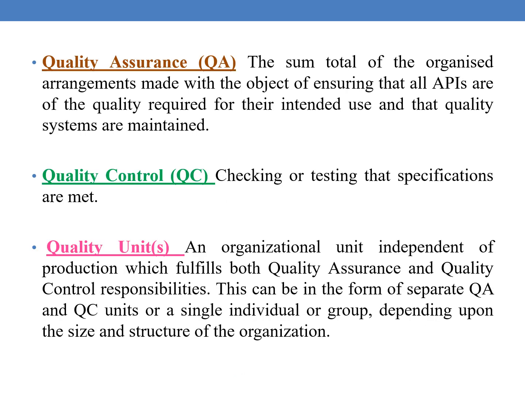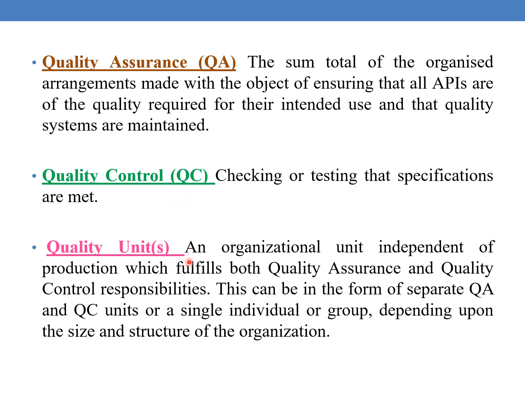Now coming to quality assurance. QA is nothing but the sum total of the organized arrangements made with the objective of ensuring that all the APIs are of the quality required for their intended use and that quality systems are maintained. What is quality control? Checking or testing that specifications are met is considered as quality control.